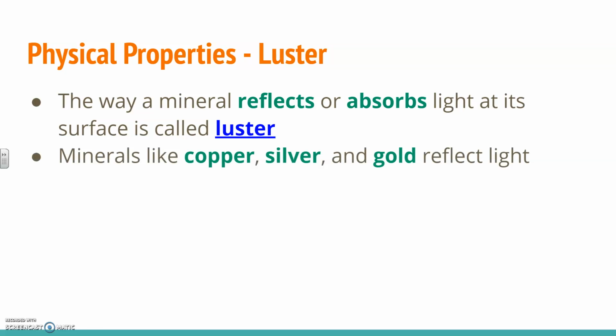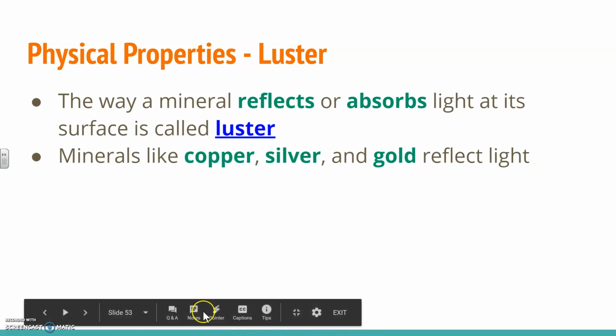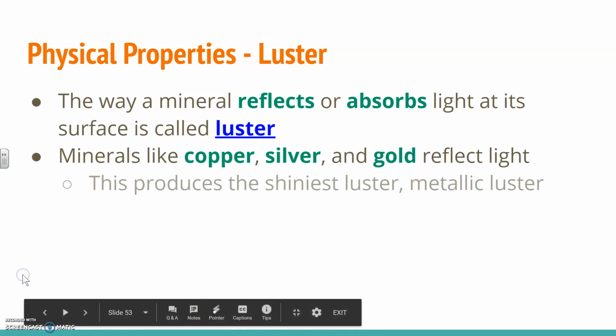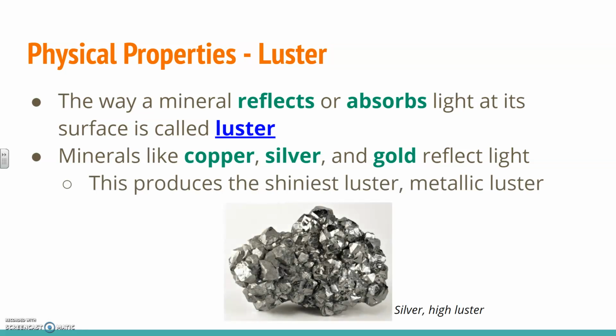So minerals like copper, silver, gold, they're all very reflective. They're all very shiny is another way to describe this. This produces the shiniest luster, metallic luster. So if you think of something that's metallic, such as a dime, a nickel, a quarter, a silver necklace, those are all metallic. They're very metal looking, silvery. I like the silver Sharpies. It's because it's metallic looking.